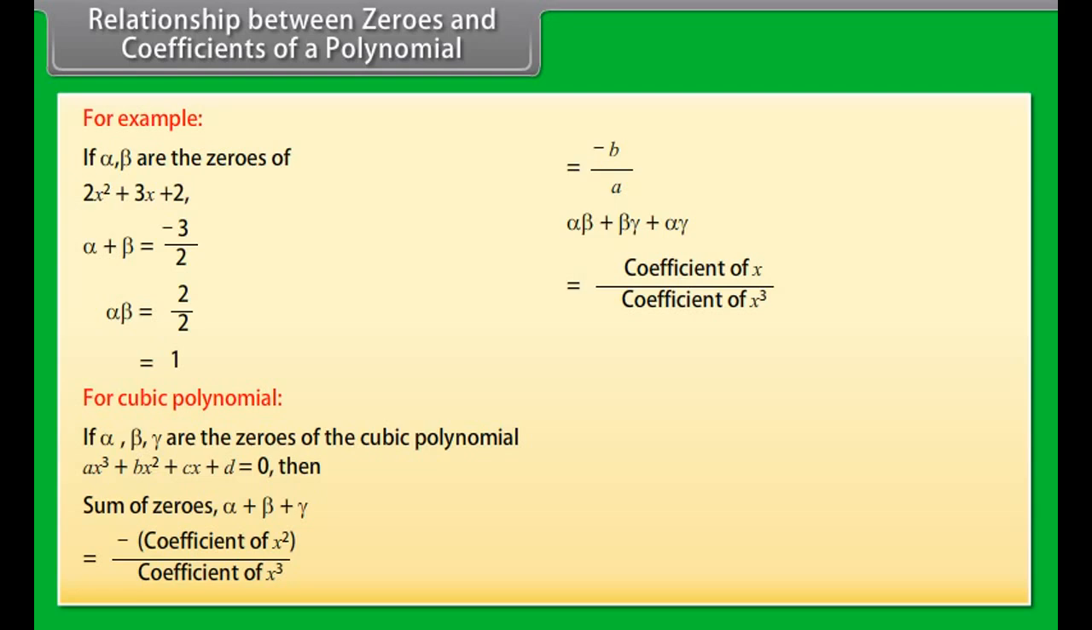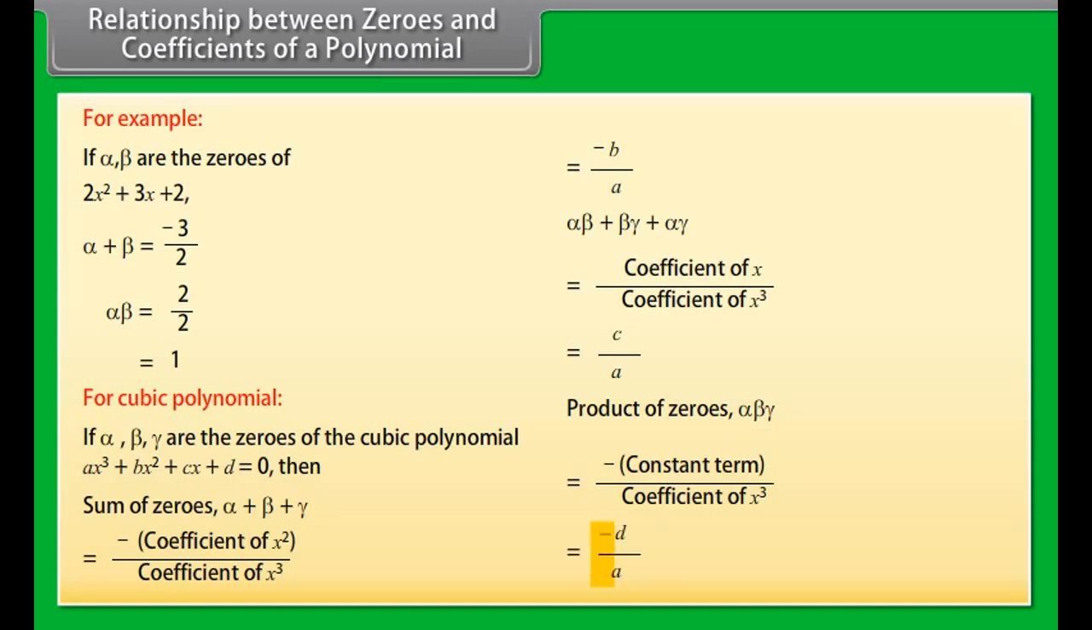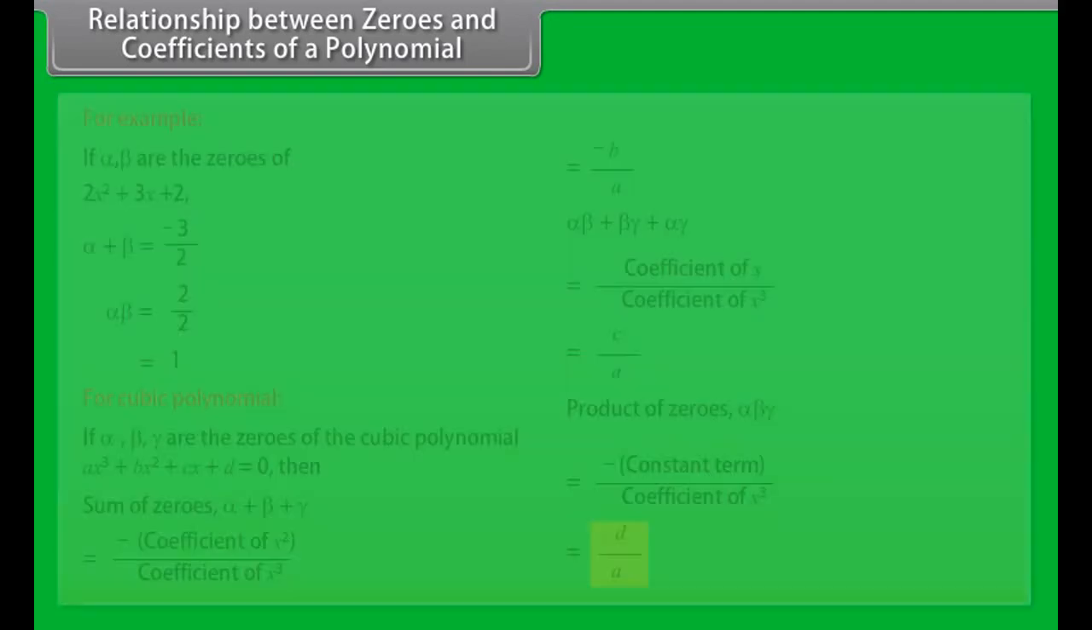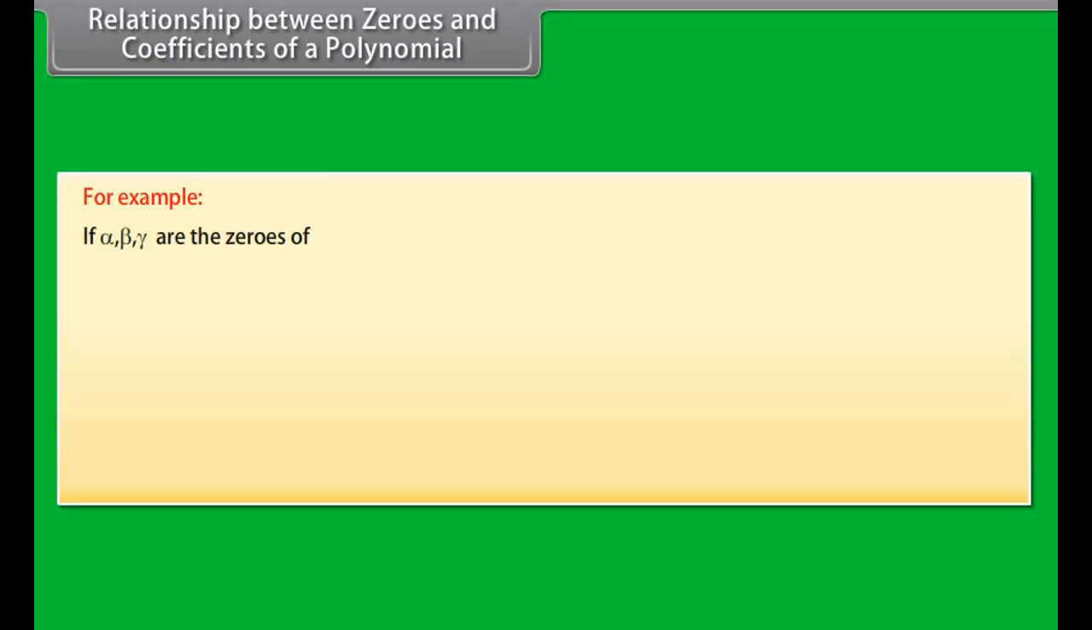For a cubic polynomial, if alpha, beta, gamma are the zeros of the cubic polynomial ax³ + bx² + cx + d = 0, then the sum of zeros, alpha + beta + gamma, is equal to −coefficient of x²/coefficient of x³, which equals −b/a. Alpha beta + beta gamma + alpha gamma is equal to coefficient of x/coefficient of x³, which equals c/a.